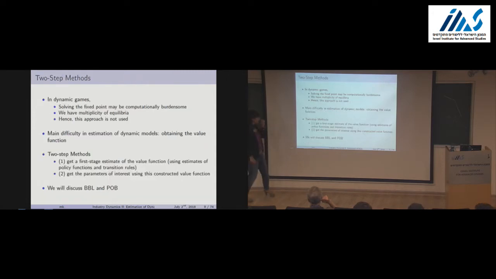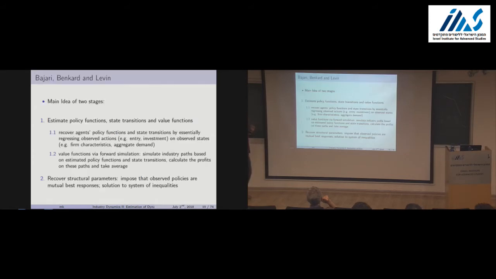Okay? So I'm going to discuss, hopefully I will have the time to go over both, two papers by Bajari, Benkard and Levin, and Pakes, Ostrovsky and Berry. And the ideas, the intuitions in the two papers are actually fairly similar. So once we've talked about one, it will be easy to talk about the other one. Okay, so let me start with BBL. BBL is going to be this type of two-step estimator, and let me give you an overview of what the two steps are doing.